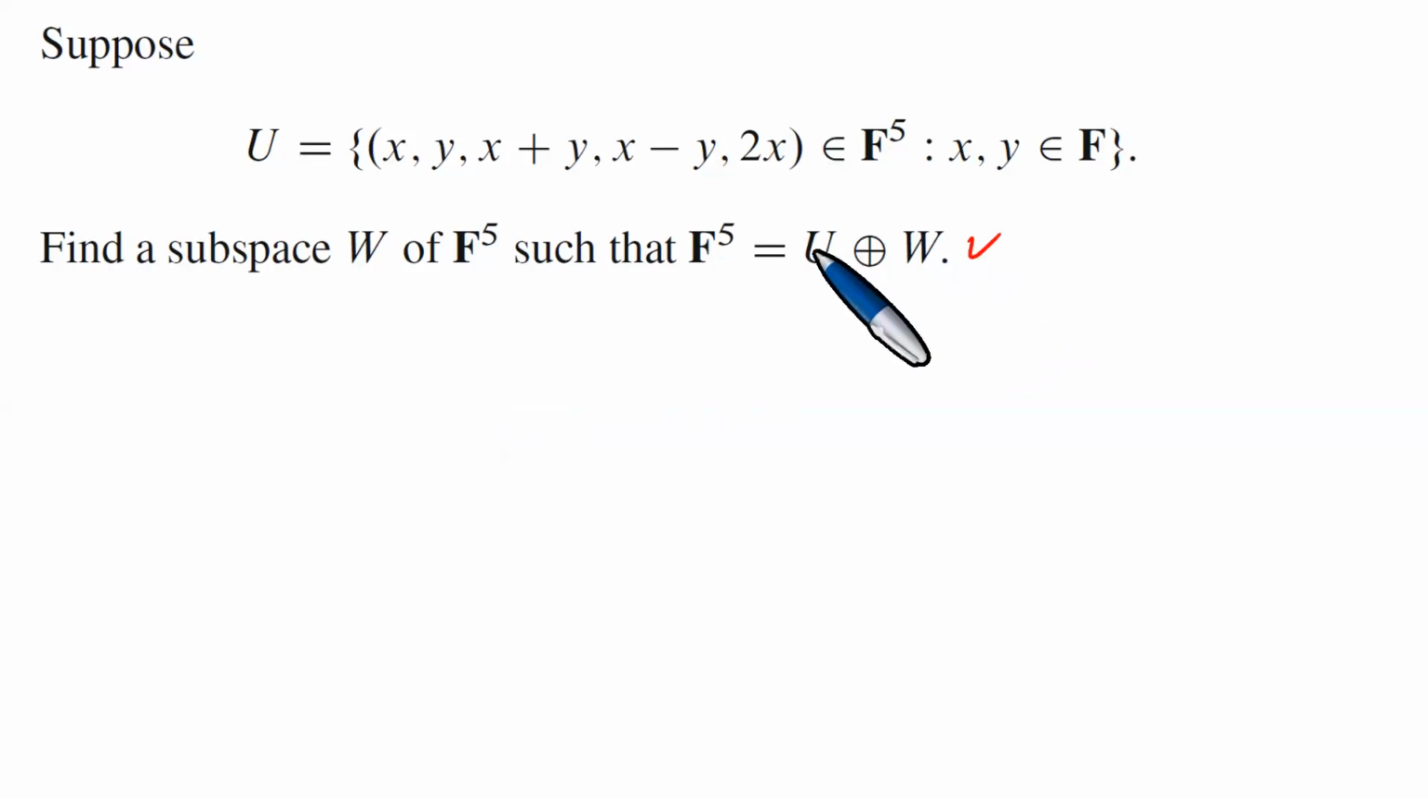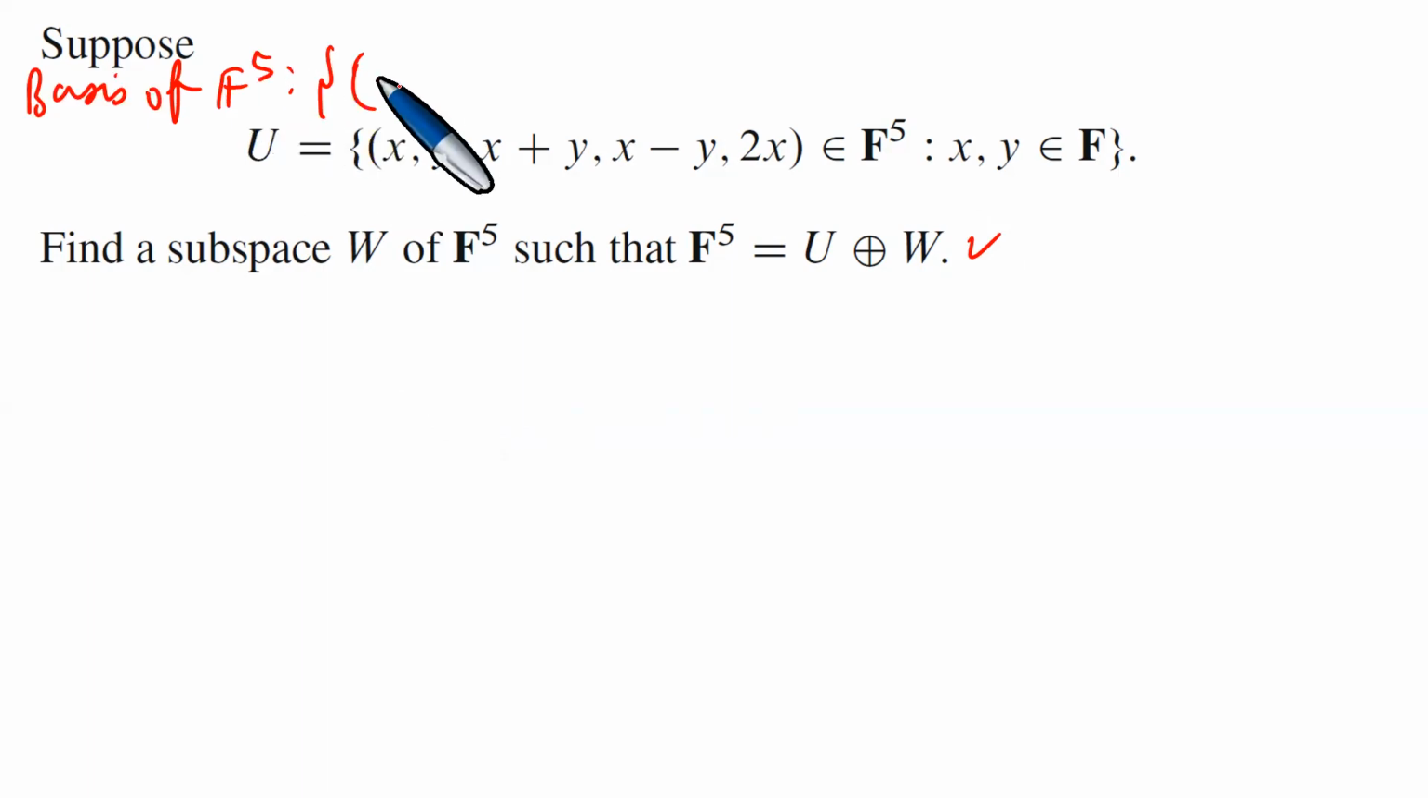What is the subspace W? Here we need to look for the basis of F5. It helps to look for the basis of F5. What is the basis of F5? It says four zeros. So you have actually that one.